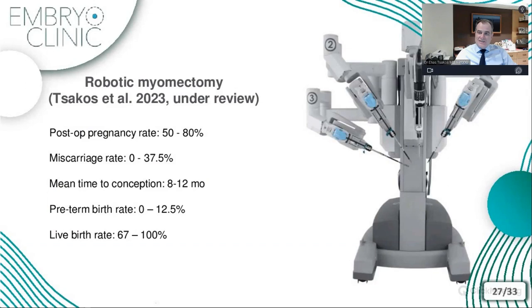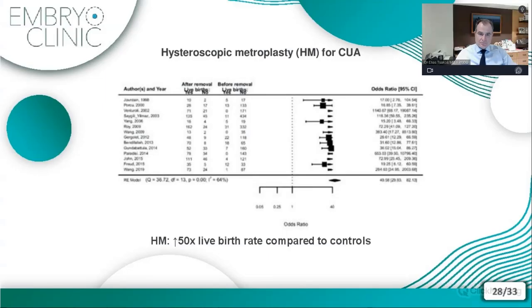We're very proud of this. It hasn't been published yet. It's under review. So hopefully we should be able to share with you the outcomes and the advantages of robotic myomectomy over conventional laparoscopic surgery. And that is with regards to both the pregnancy rates, the miscarriage rates, the mean time to conception, and the live birth rates. So watch the space for the publication. Hopefully, it should be out in the next couple of months.